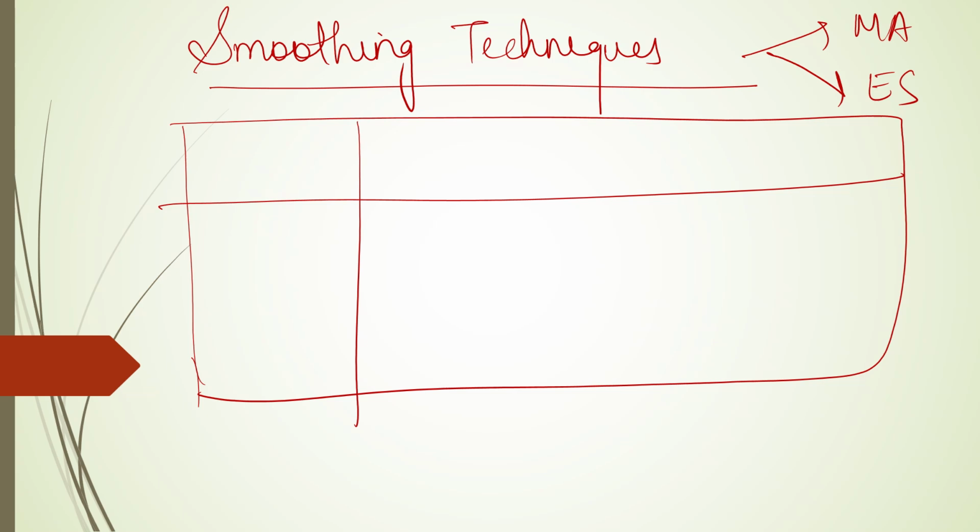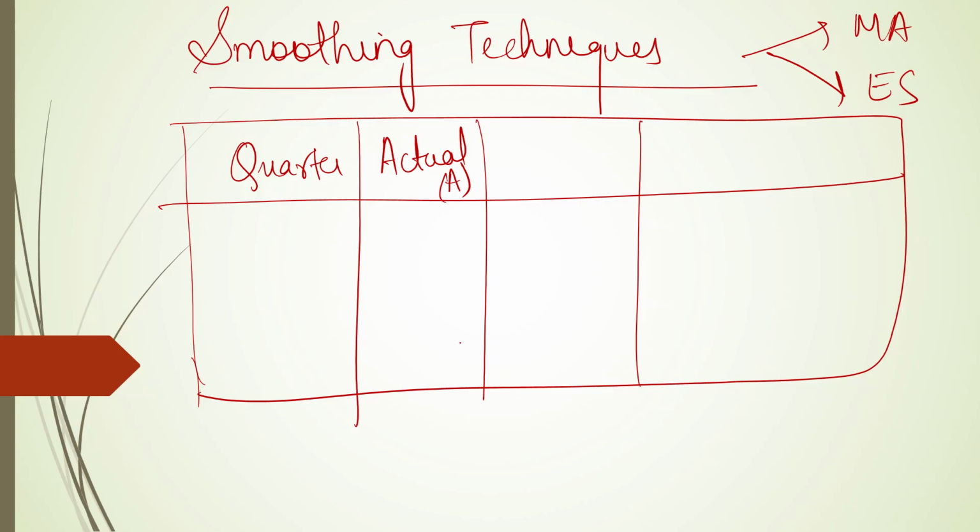I'll be explaining with this shorter example because it's difficult to take a big example. So you'll have quarter. Let's assume your actual is A. Now you'll be given values like 1, 2, 3, 4, 5, 6, and so on. Then you'll have actual values 20, 22, 23, 24, 18, and 23.